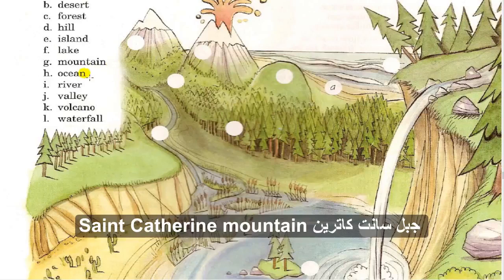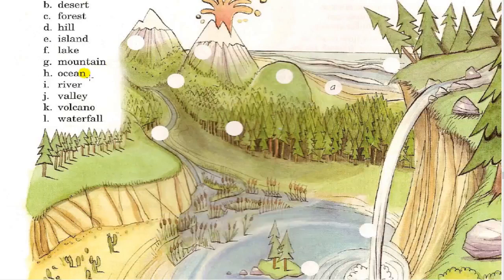Ocean: Atlantic Ocean, Pacific Ocean, Indian Ocean. River: the Nile, the Mississippi, the Amazon. Valley: the Nile Valley. Volcano, this is a volcano. Waterfall: Niagara Waterfalls in the USA.